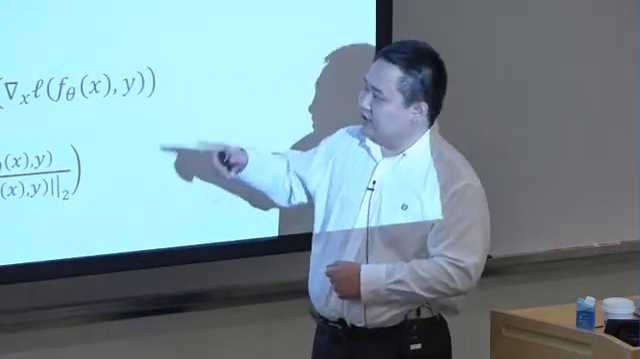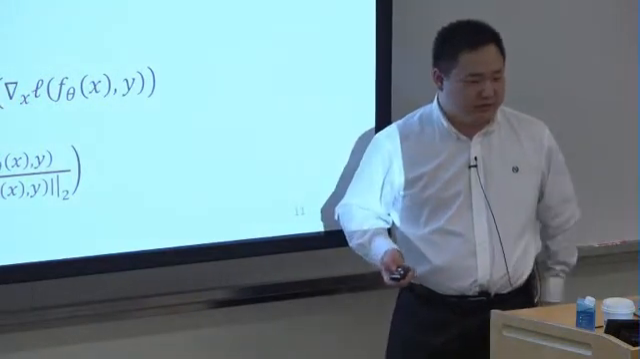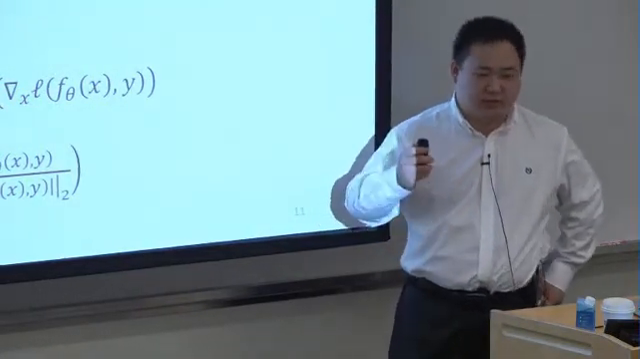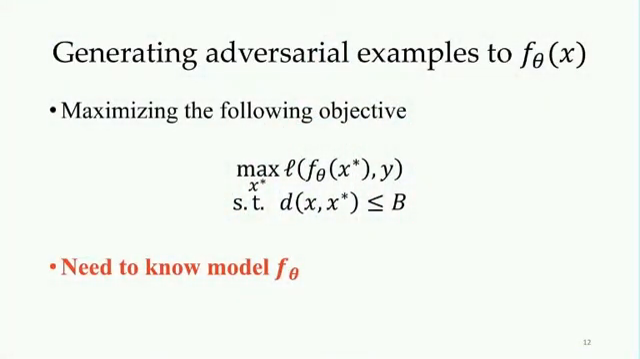Okay. So as I just explained, these are all the different approaches to generate an adversary example in the white box model, and then the problem is that we need to know this model itself.